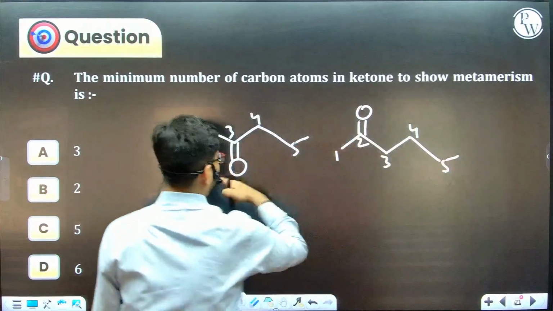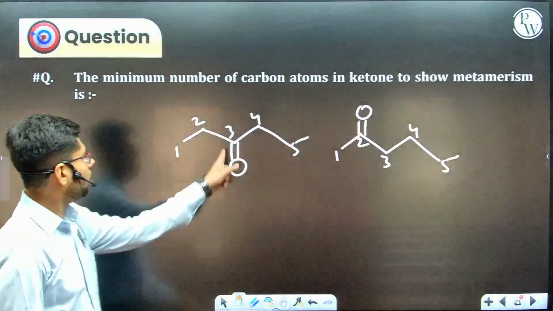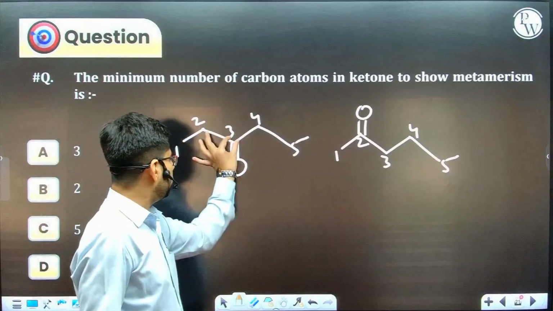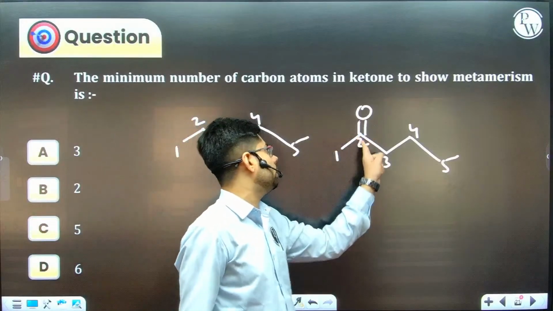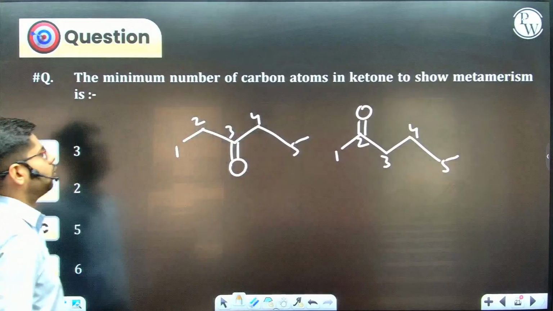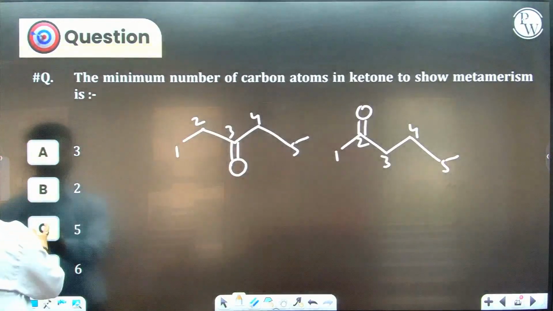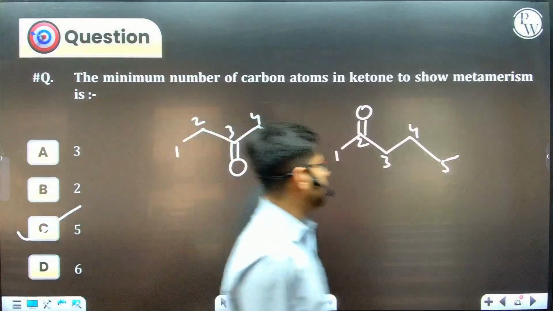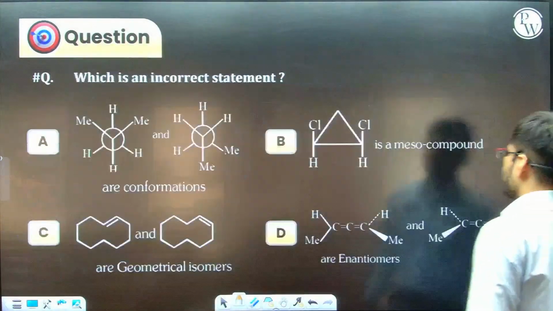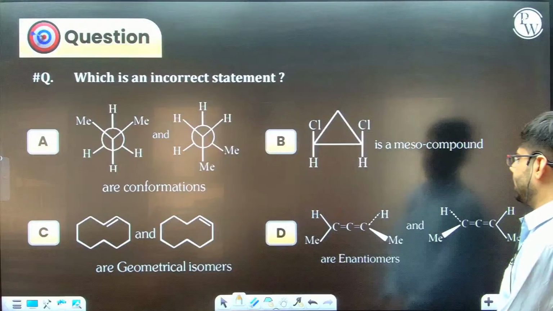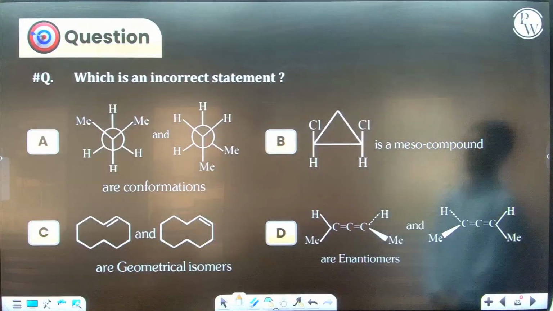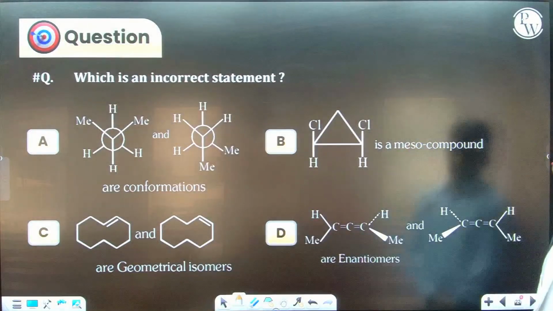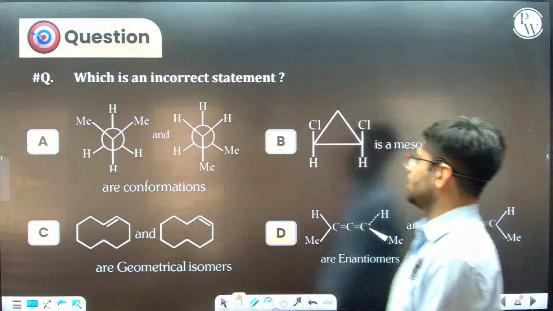These two are metamers with respect to each other, yes or no? Because here the position of C double bond O is at the third one, here the position of C double bond O is second. So we will say that these two are metamers with respect to each other. So at least 5 carbon atoms are needed in a ketone to show metamerism, which is an incorrect statement. Okay, which is an incorrect statement.